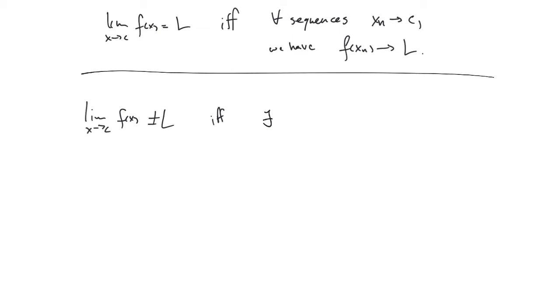I'm going to say if and only if there exist two sequences. Remember, another way that a sequence can fail to converge is if it has two subsequences which converge to different values. Then the whole sequence must diverge. So that's another way in which this can happen. If and only if there exist two sequences, I'm going to say xn, which approaches c, and yn, which also approaches c, with limit of f of xn different from limit of f of yn.